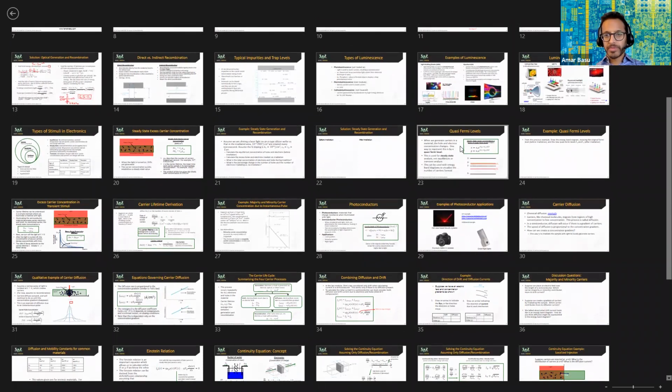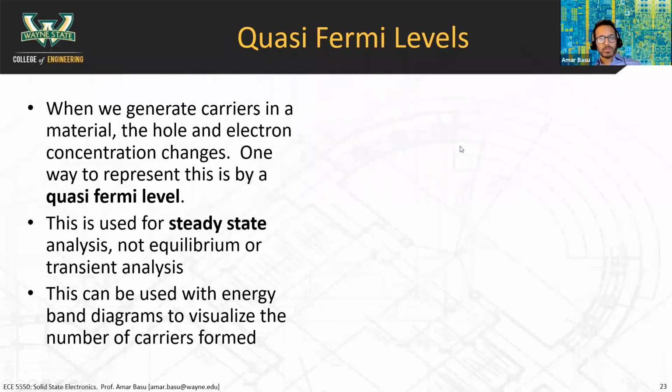Here we go. Okay, so let's talk about this conceptually. First of all, when we generate carriers in a material, both the electron and hole concentration changes, because they're formed in pairs. We know that already.